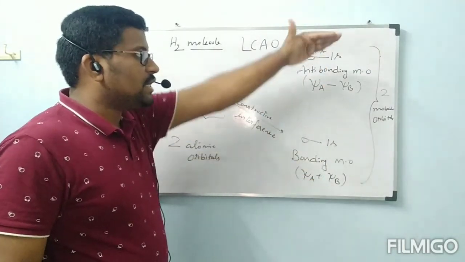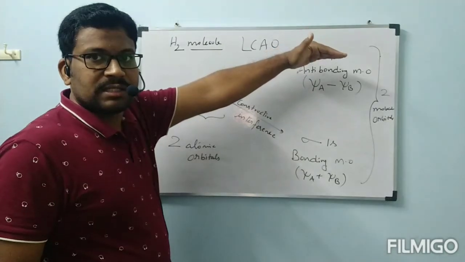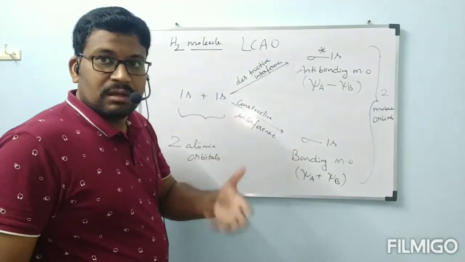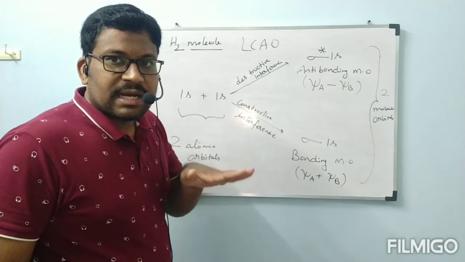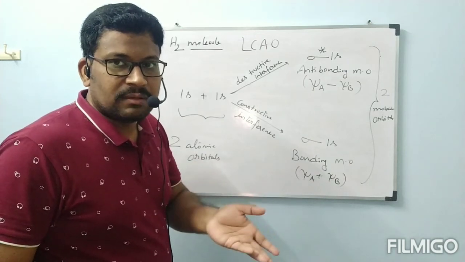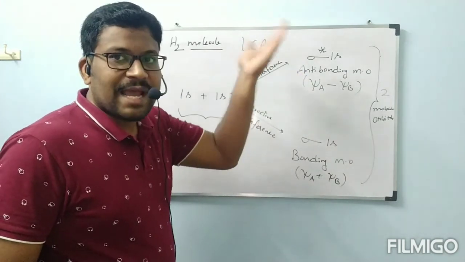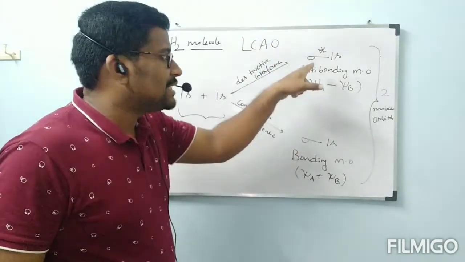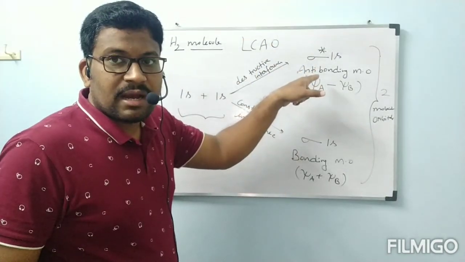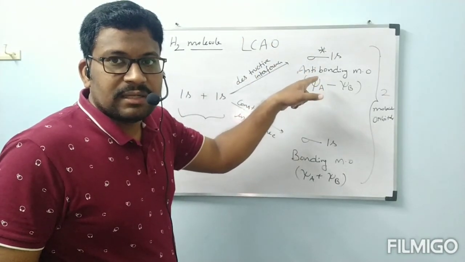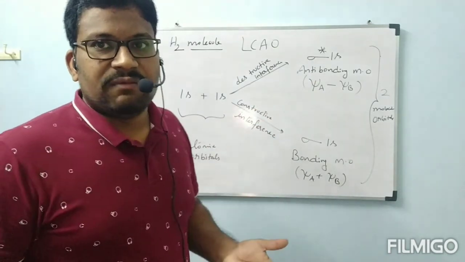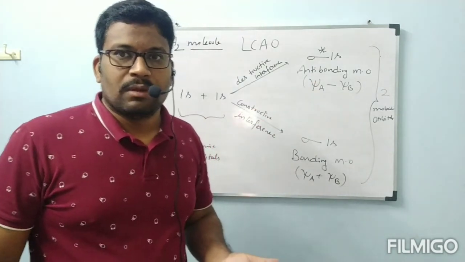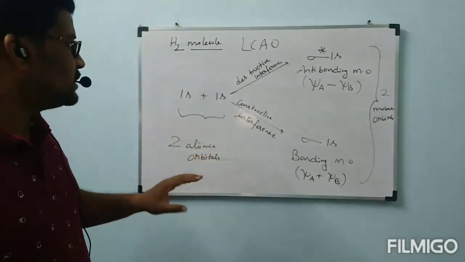Sigma 1s has lower energy when compared to sigma star 1s. That's why it is bonding, which means they will undergo bonding easily. A substance which has lower energy is highly stable. An orbital which has higher energy is less stable. So these molecular orbitals cannot form the molecule easily. These orbitals will form the molecule easily. That is the difference.